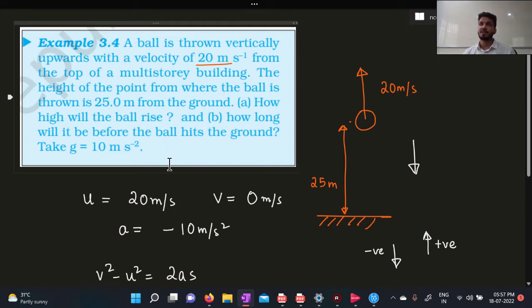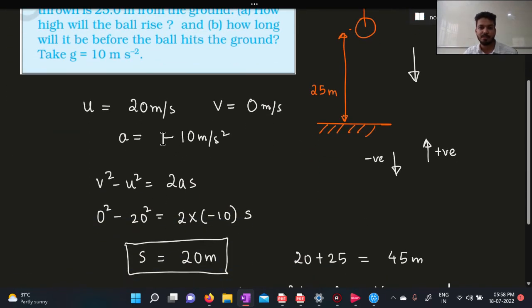Okay, so what you can do is you can do this in parts. You can first calculate how much time it took for the ball to rise to that maximum height, and from there you can find out how long it will take to come back 45 meters. You can do it like that, but I will do it in one single step. How? Because I like shortcuts.